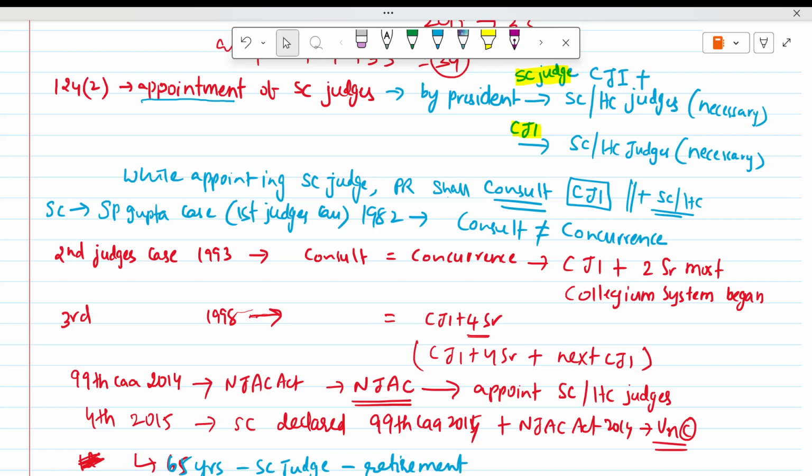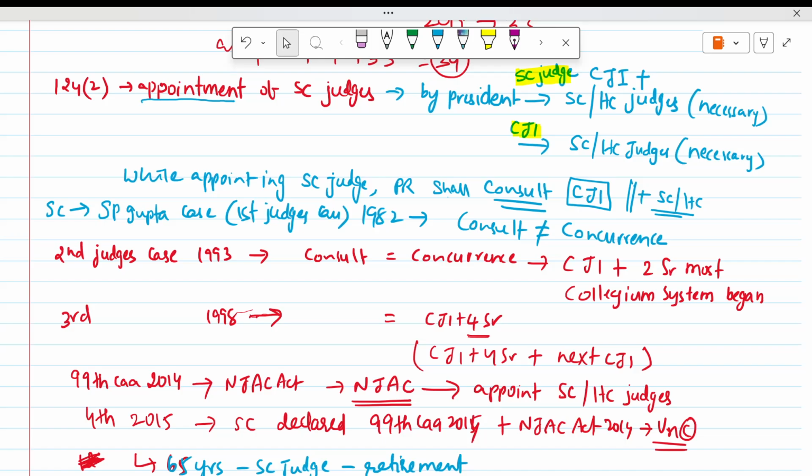But in the second Judges case in 1993, the Supreme Court reversed the earlier decision and said consultation is equal to concurrence. Whatever the CJI says is not his personal opinion, it is the opinion of the whole Supreme Court, the judiciary's opinion. So it is binding on the President, and the Court further said the President should consult the CJI plus two senior-most judges. This group came to be known as the collegium system.